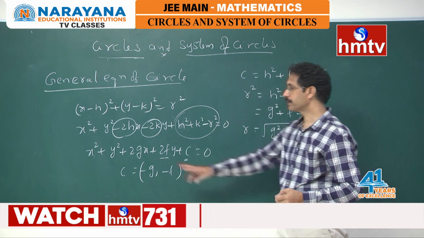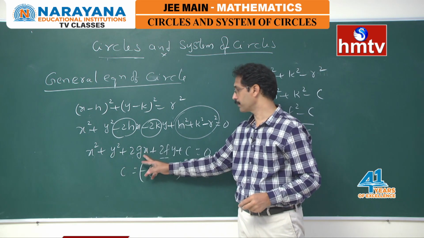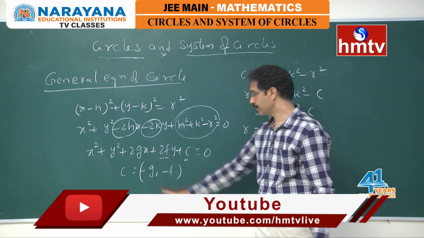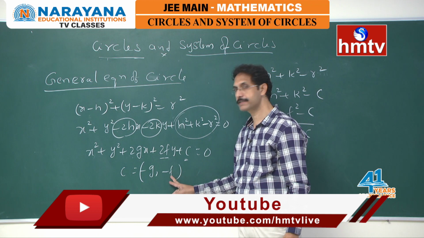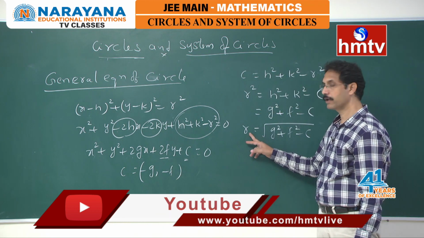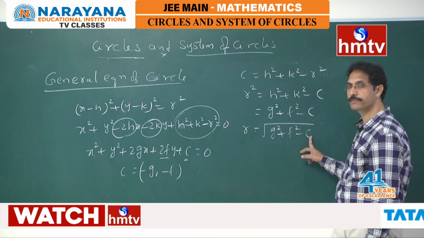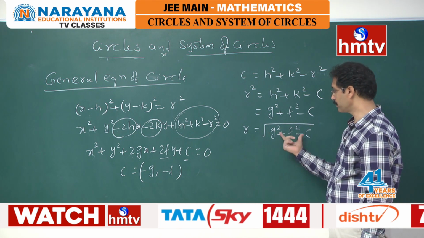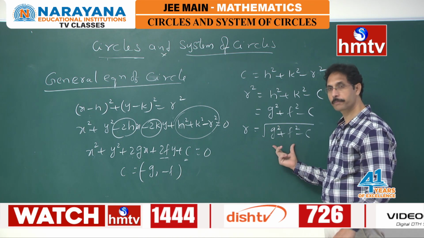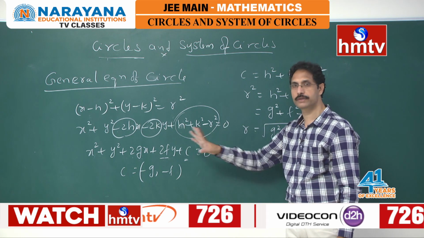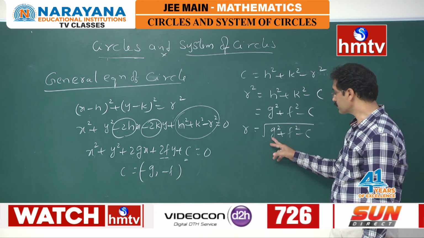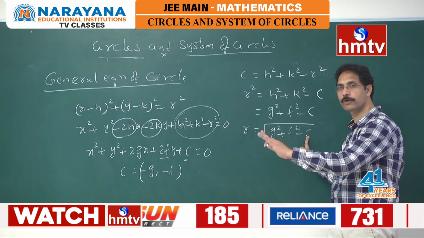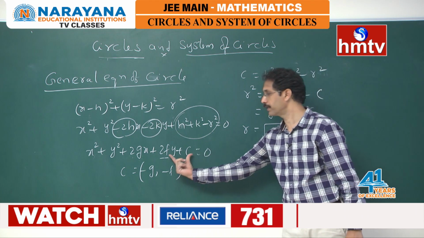So, this equation x² + y² + 2gx + 2fy + c = 0 represents a circle, then the center will always be (−g, −f), and the radius will always be √(g² + f² − c). But this term is under a square root, so it may or may not be defined. That means the circle may or may not exist. So, if g² + f² − c ≥ 0, then it represents a circle.